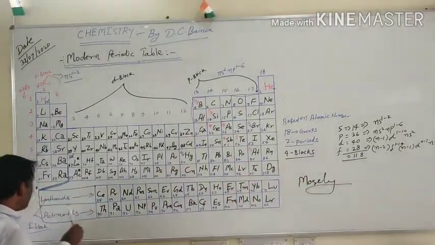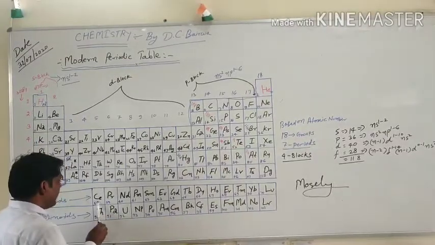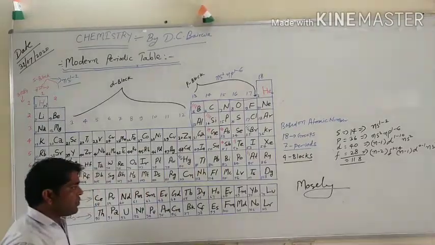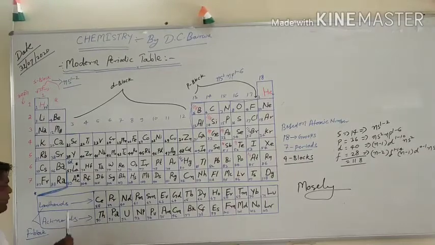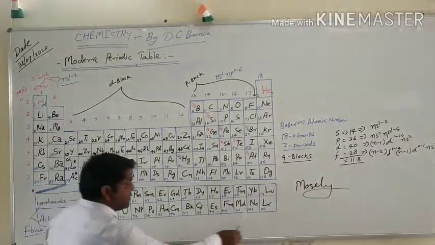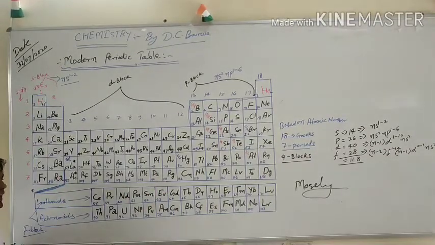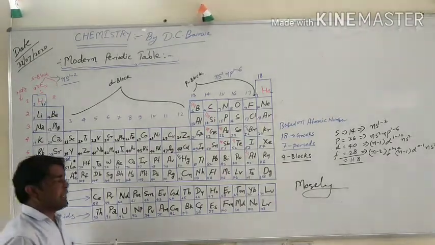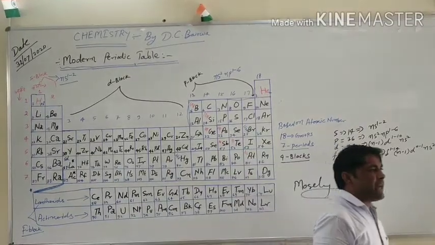Now in F block elements, 58 cerium to 71 lutetium, total 14 elements are present, which is known as lanthanide elements, and 90 thorium to 103 lawrencium, total 14 elements are present, which is known as actinides. So we can say in F block elements total 28 elements are present.